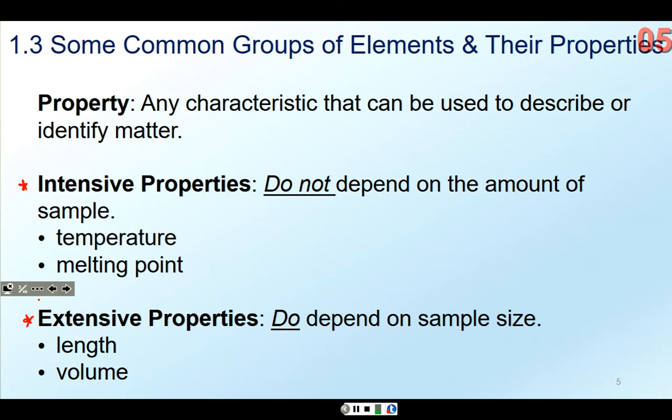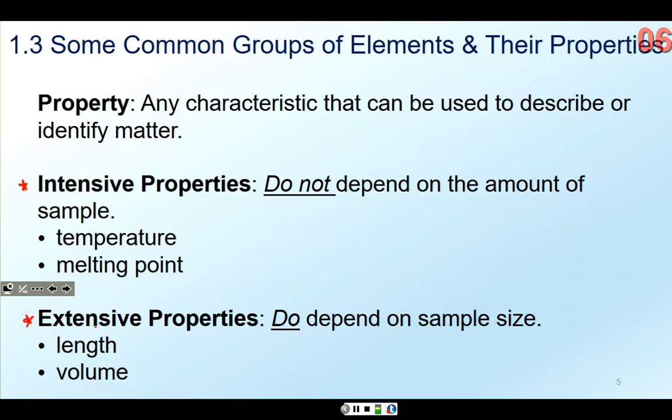The intensive properties do not depend on how much of the sample is present. So you're measuring the temperature of something. Doesn't matter how much it is, it has a temperature. Or the melting point. It's a characteristic for a specific substance. It doesn't matter whether you've got a handful or a bucketful, it's going to have the same melting point, assuming it's the same compound or substance.